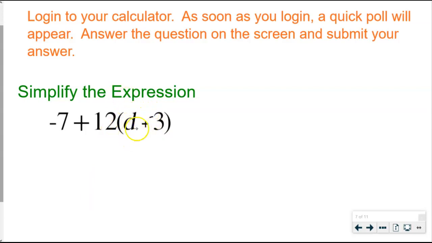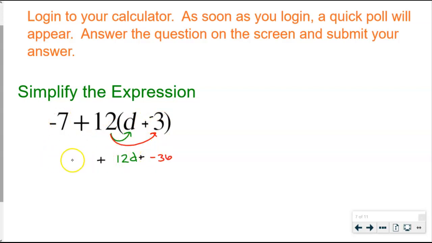We cannot combine this D tile with 3 negative unit tiles, so the grouping symbols must be there for another reason. We look at the expression, we don't see any exponents, so we move on to M for multiplication and division, and we do see why those parentheses are there, because those parentheses are multiplied by 12. So I have 12 groups of D, meaning I have 12D. And I have 12 groups of -3. 12 groups of -3 is -36.